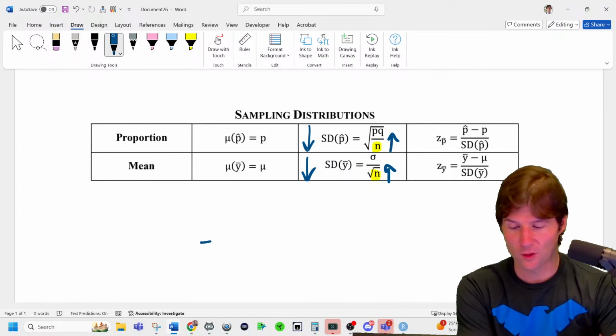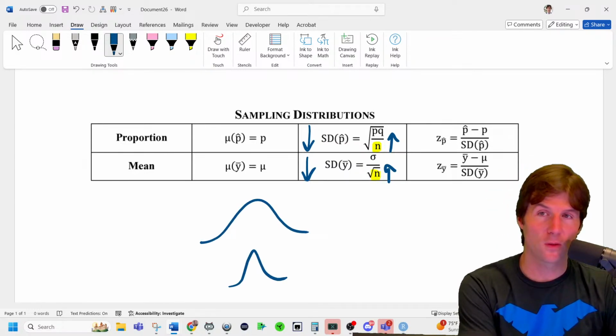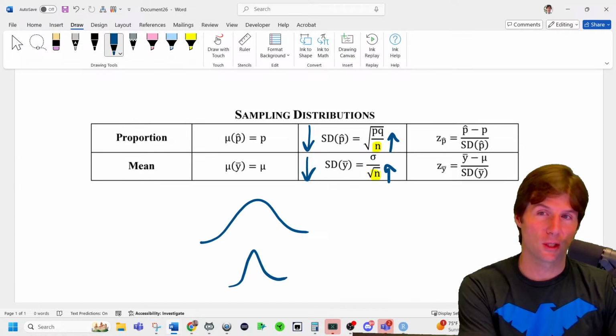Standard deviation is a measure of spread, how spread out the distribution is. So for larger values of n, you're dividing by a bigger number, the square root of that number in many respects, and thus your standard deviation decreases, it gets less spread out.